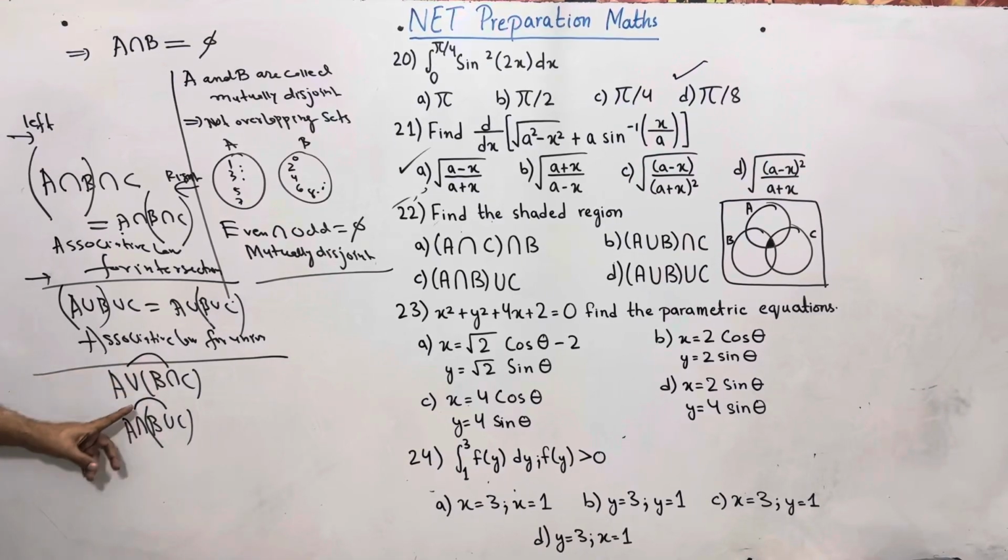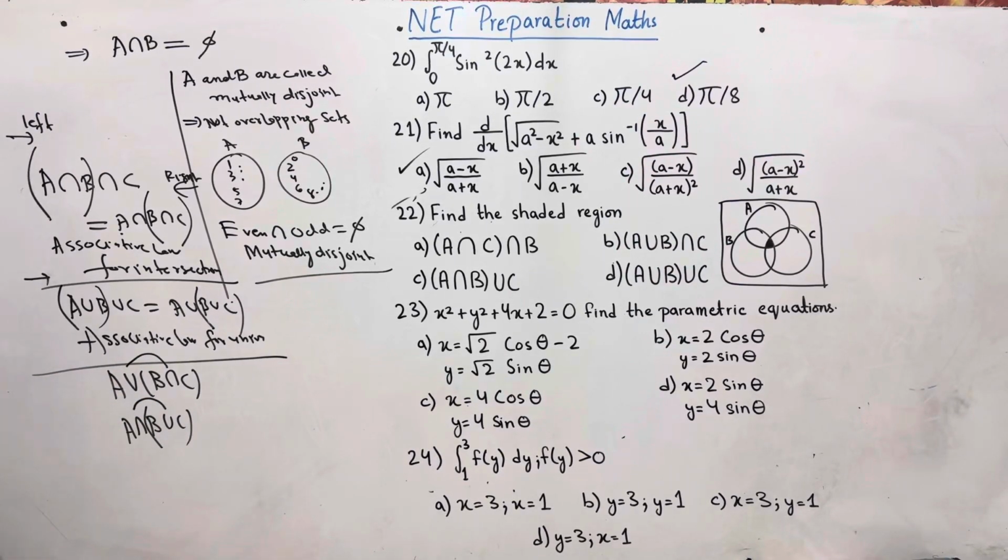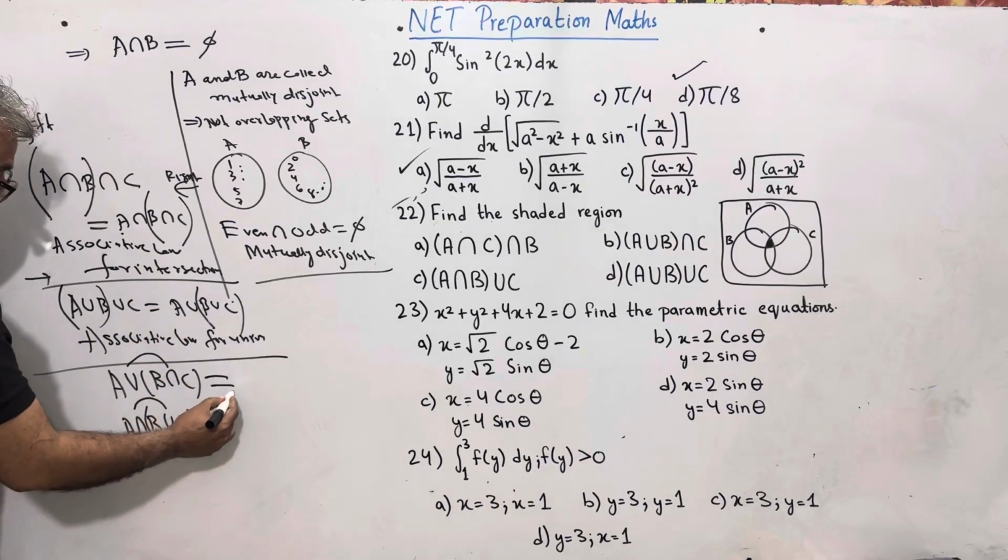It is union over intersection, and here it is intersection over union. How to write its right hand side? Look at this.